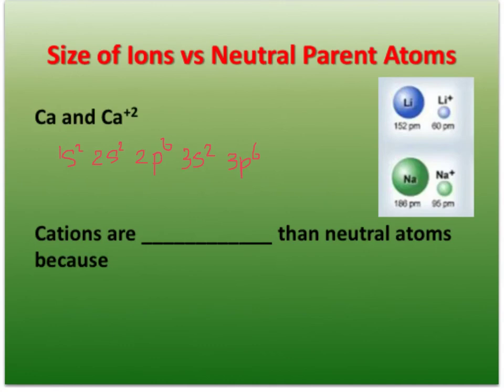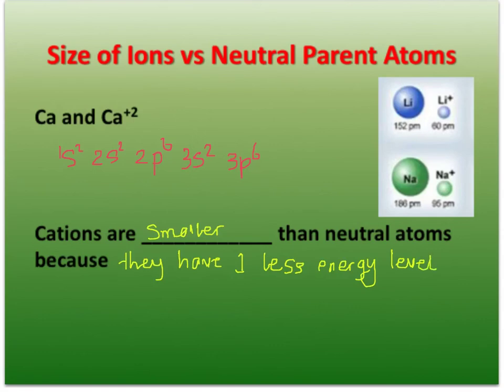So the calcium ion will be smaller than the neutral atom. So here we can see cations are smaller than neutral atoms because they have, what do you think it is? They have one less energy level. Remember, because they've lost an energy level.